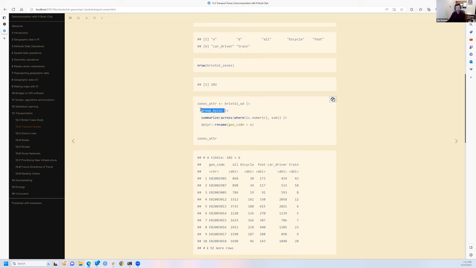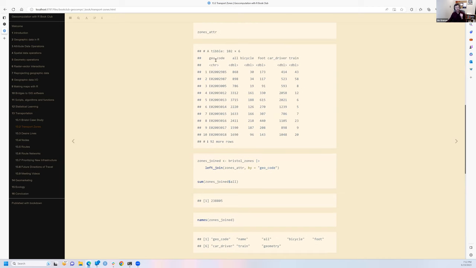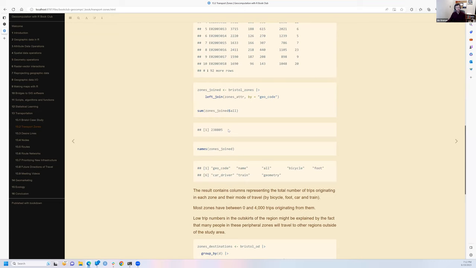And in this case, if we group by origin, we can build a picture of where people are going to. For example, for this geocode or this zone, we've got bicycle trips, trips by foot in this census survey, trips by car and trips by train. And that file with, say, the origin geocodes can be joined with the geometries with the Bristol zones. That represents 238,000 trips.